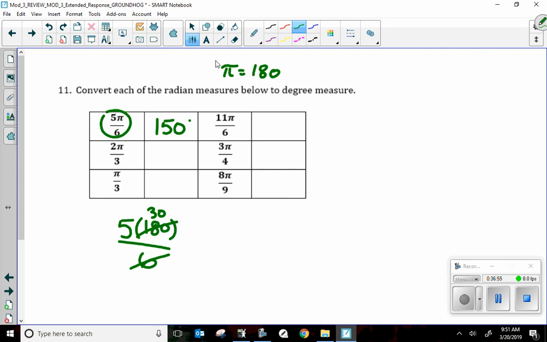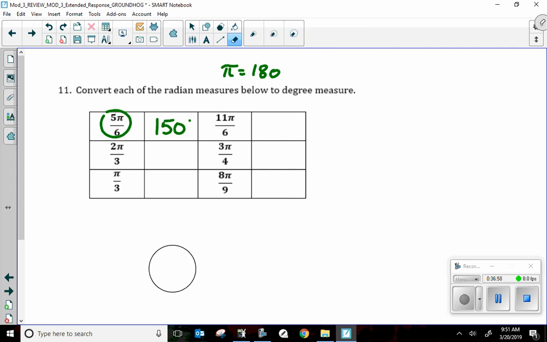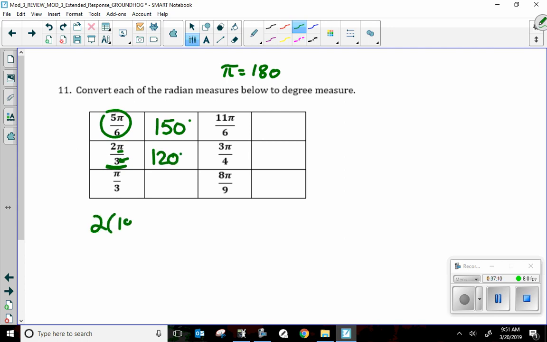All right? Let's do the next one here. 2 times 180 is 360. 360 divided by 3 is 120. Again, I did 2 times 180 divided by 3. 3 goes into 180 60 times. 2 times 60 is 120. What about this one? Pi is 180. So it's 180 divided by 3. That looks like 60 to me.